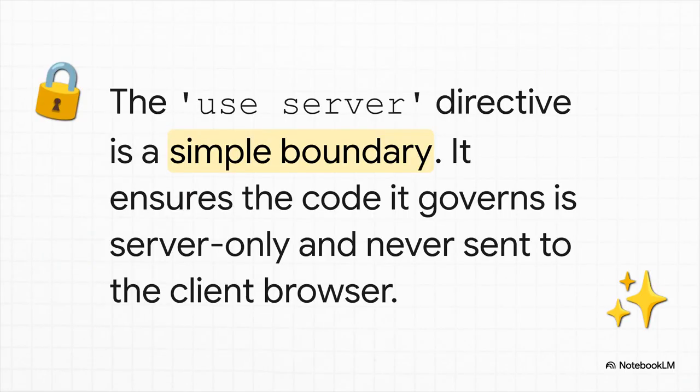So you're probably wondering, how does Next.js know which code to keep on the server? It's almost like magic, but it's actually just one simple line of code, the use server directive. You can pop this at the top of a file or even inside a single function, and that's it. That's the signal to the build system: hey, this code, it stays here. Don't you dare send it to the browser. It creates this really clear, explicit boundary.